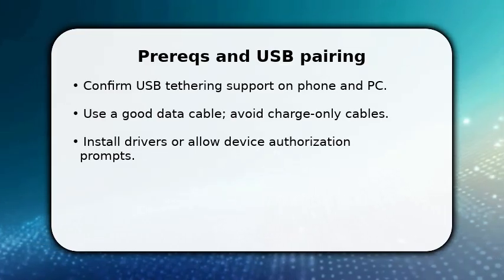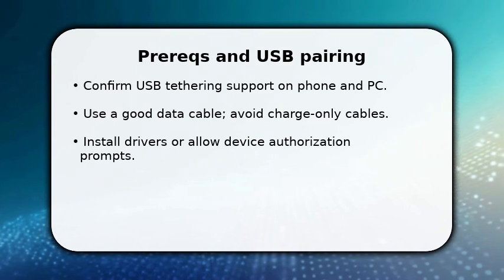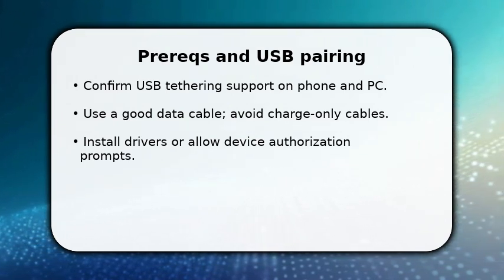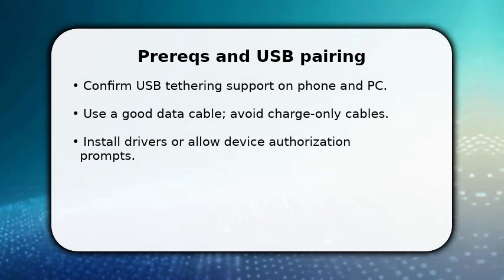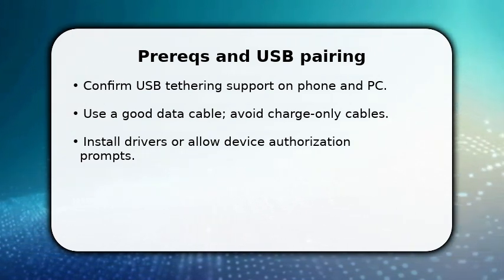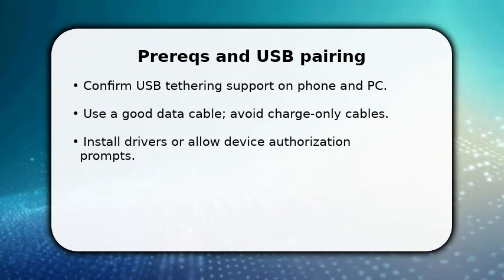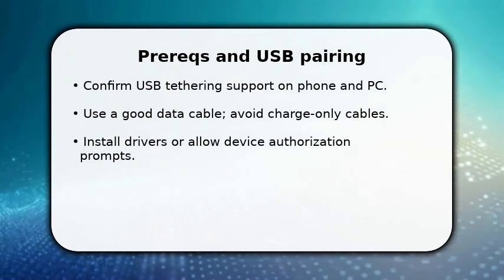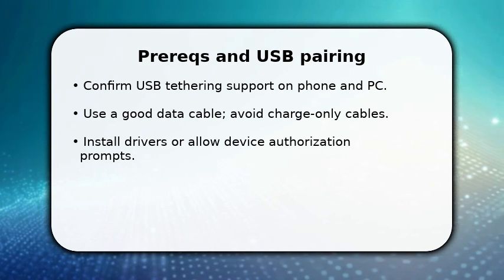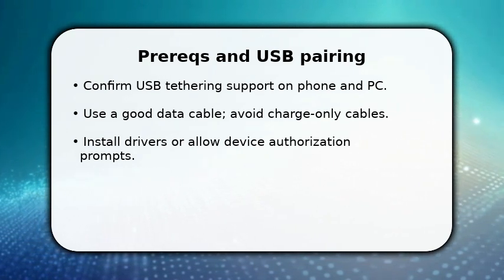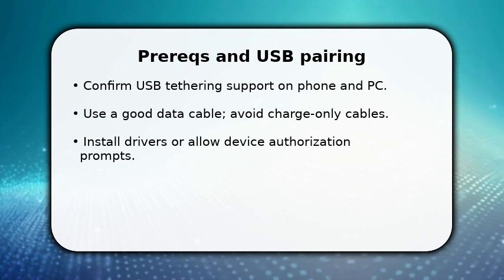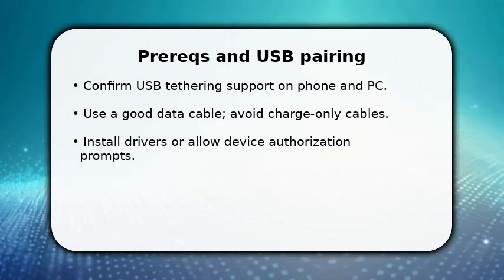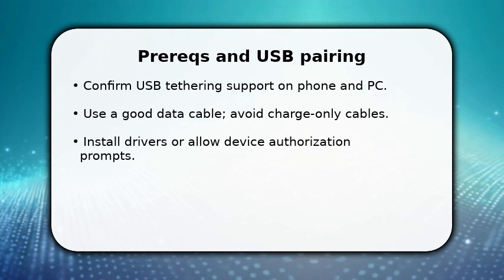You start by confirming both devices support USB tethering and that you have a charge and data cable. Plug the cable in. On the phone, accept any authorization prompts so drivers can install. Once done, make sure the PC recognizes a new network adapter. If drivers are missing, install the manufacturer USB or ADB drivers. This step creates the physical and software link necessary for sharing mobile data as a hotspot through USB.